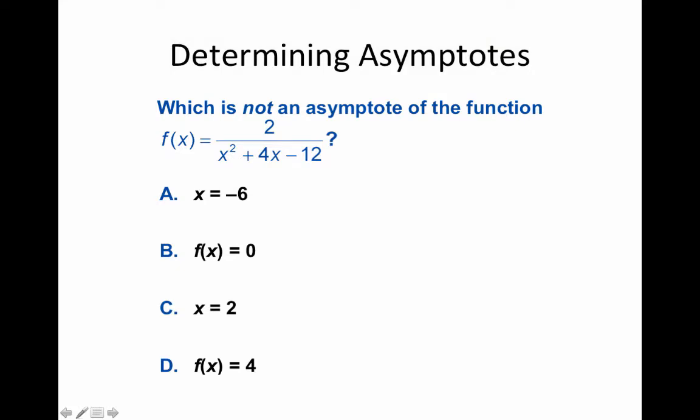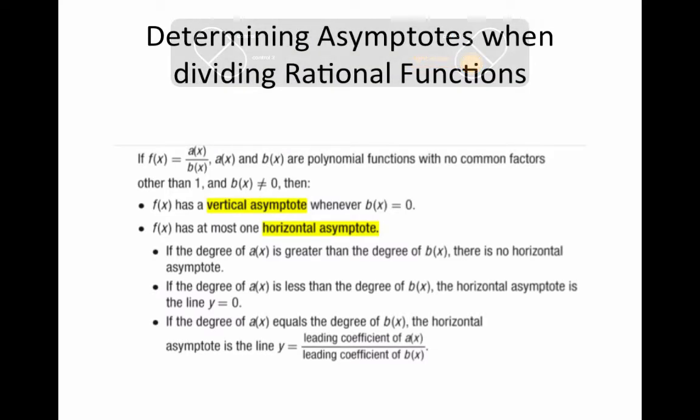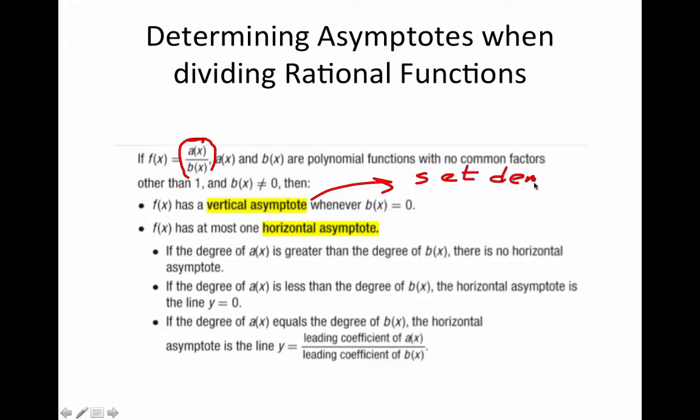So the first thing is what we've been talking about, and this is a bunch of words, and we're going to look at all 4 of these scenarios. There's 3 horizontal asymptote scenarios, and there's 1 vertical asymptote scenario. So let's talk about the vertical one first. They're talking about a of x over b of x. So when b of x equals 0. So for the vertical asymptote, all you're going to do is set the denominator equal to 0 and solve. And that'll give you the vertical, because you can't divide by 0.